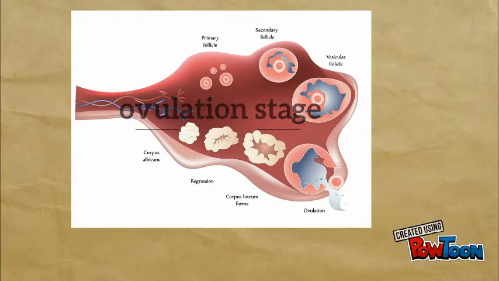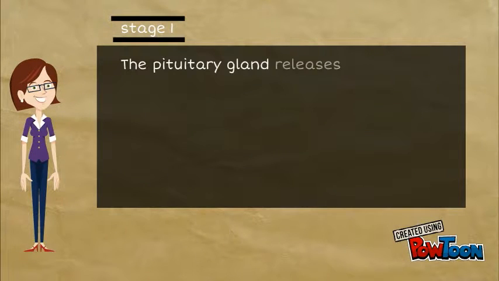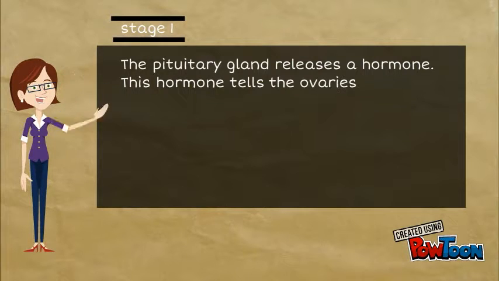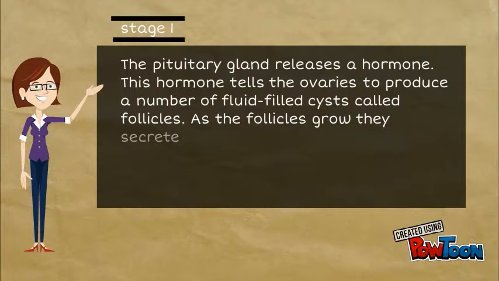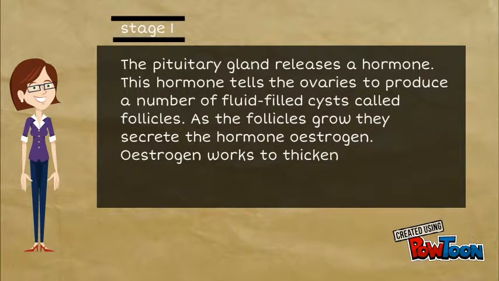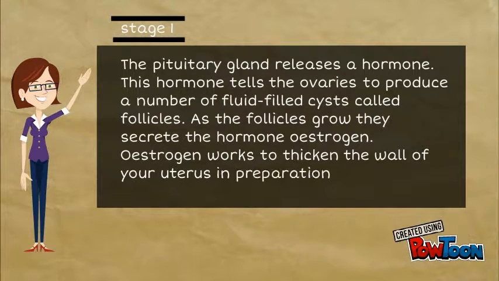Stage 1. The pituitary gland releases a hormone. This hormone tells the ovaries to produce a number of fluid-filled cells called follicles. As the follicles grow, they secrete the hormone estrogen. Estrogen works to thicken the wall of the uterus in preparation for pregnancy.